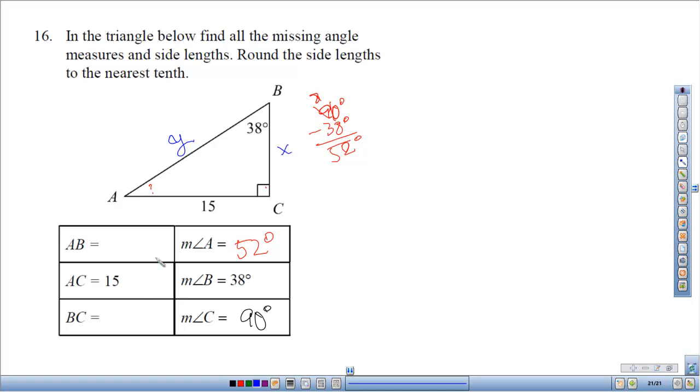All right, so first thing I'm going to notice is that this problem has one side and one angle. One side and one angle. What should we use when we have one side and one angle?